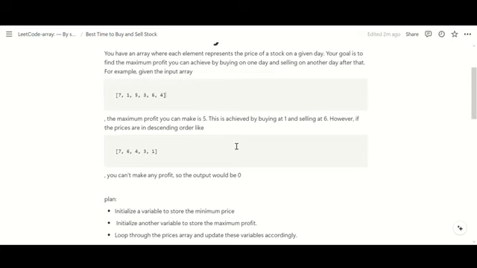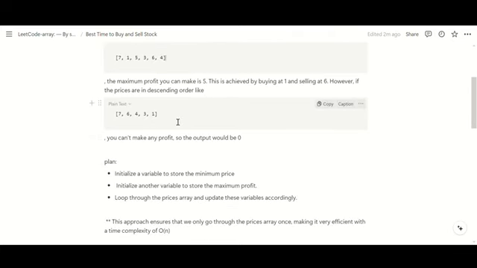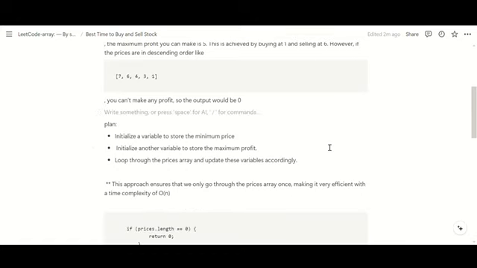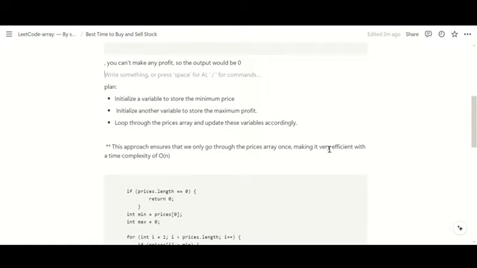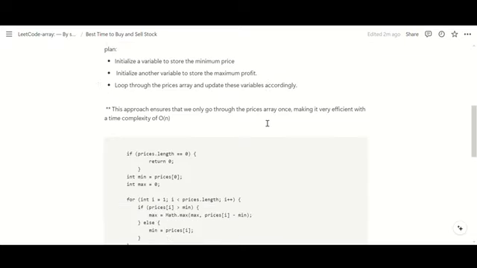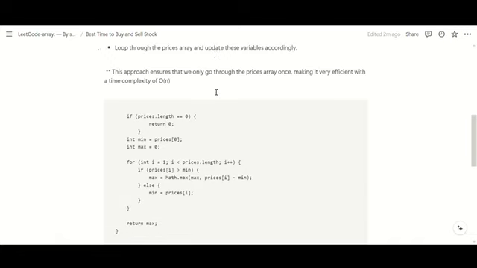However, if the prices are in descending order, you can't make any profit, so the output would be 0. So what would be our plan to solve the problem? First, you have to initialize a variable to store the minimum price. Second, initialize another variable to store the max profit. Then you have to loop through the prices array and update these variables accordingly. This approach ensures that we only go through the prices array once, making it very efficient with the time complexity of O(n).